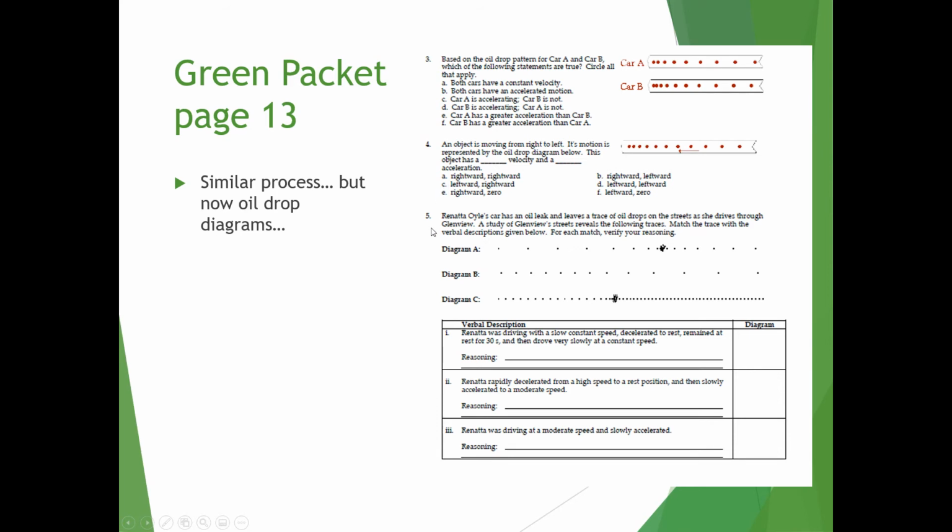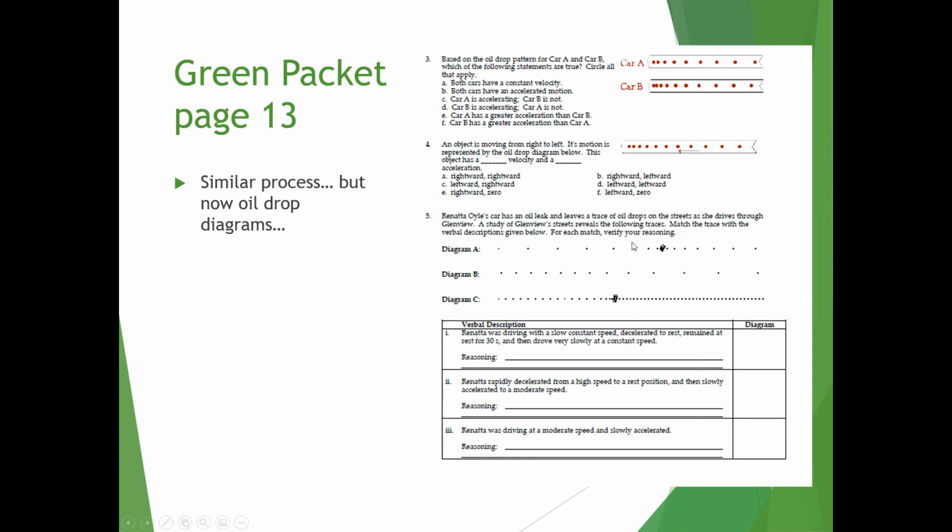Then number 5. Renata's car has an oil leak and leaves a trace of oil drops on the streets as she drives through Glenview. A study of Glenview's streets reveals the following traces. Match the trace with the verbal descriptions given below. For each match, verify your reasoning.